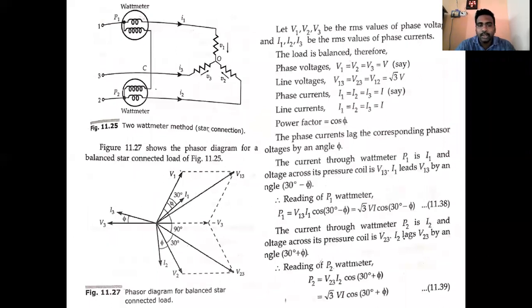That is what we discussed up to yesterday's class. Now we analyze with the help of a phasor diagram. For explanation, I am taking the three-phase, three-wire, 2-wattmeter method with a star connection. In this star connection, the phasor diagram is analyzed.